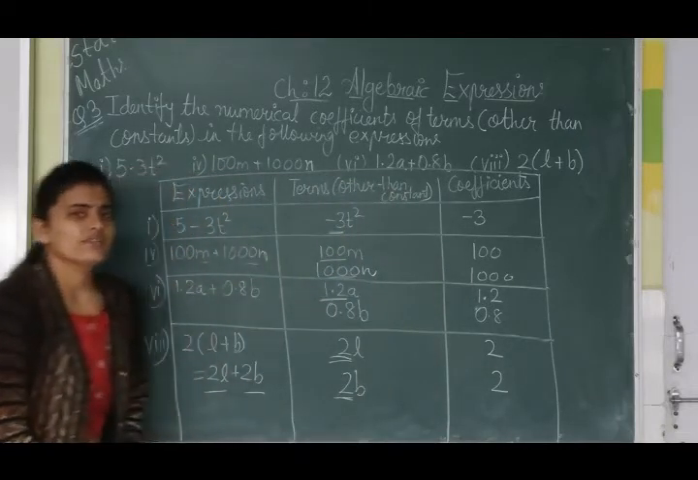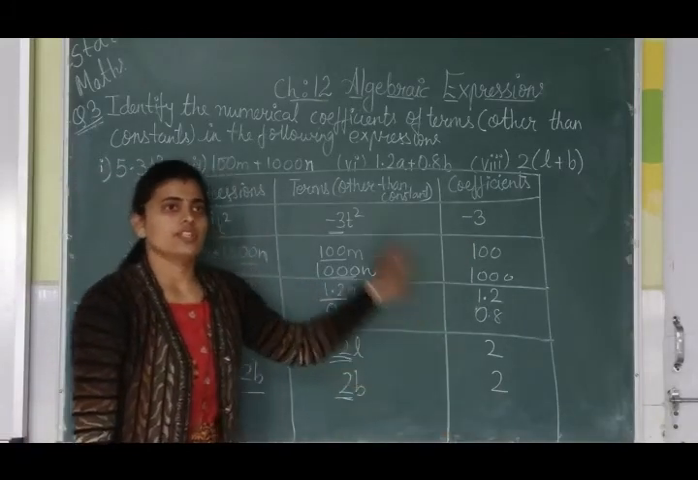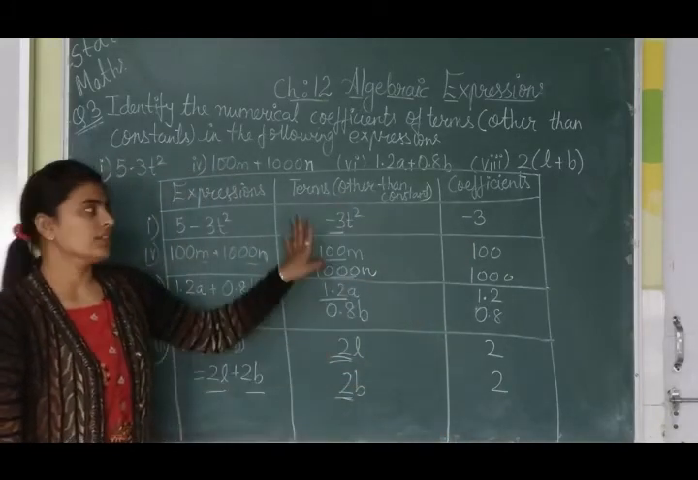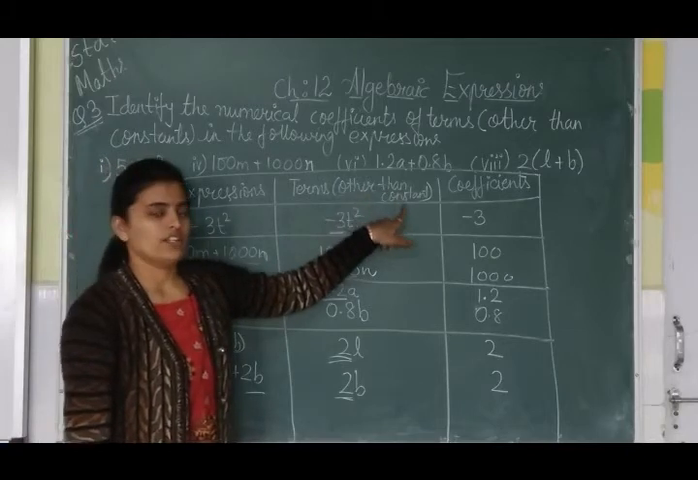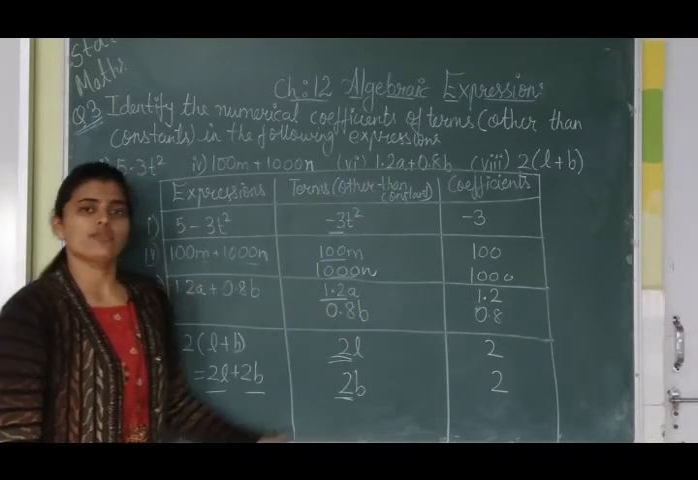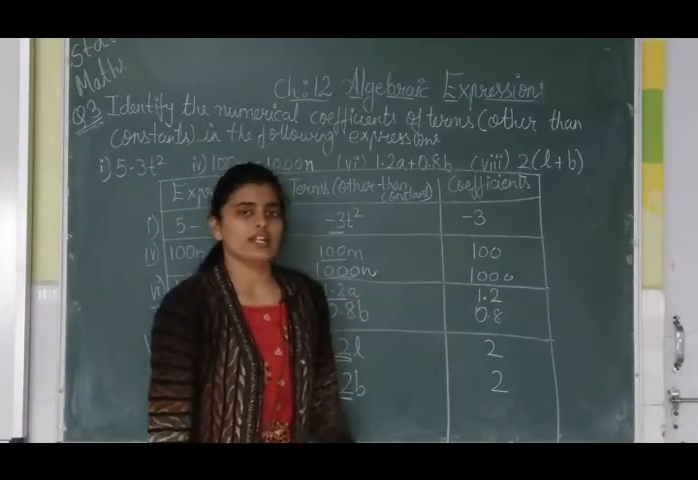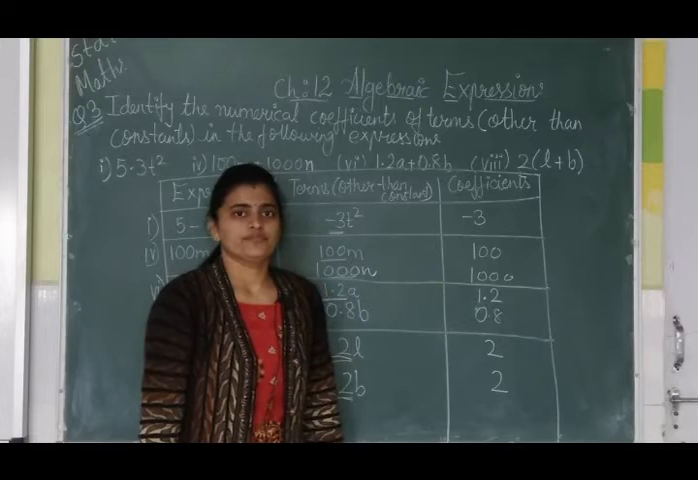So it is very simple to find out the terms and the coefficients. Which terms do we have to find? The terms other than constant, meaning the terms which have variables. Those terms we have to write down in this column, and in the last column you have to write down the coefficient.